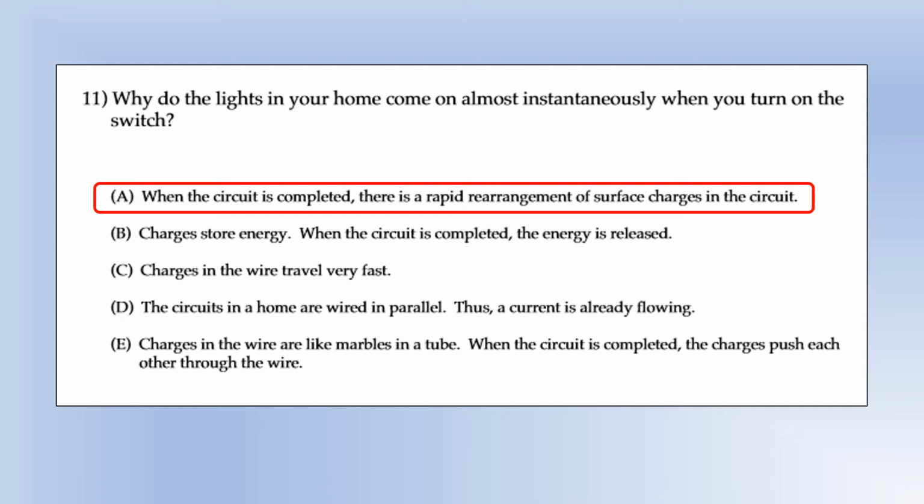Charges in the wire are like marbles in a tube, and when it's complete, the charges push each other through the wire. No, that's not true either. Thinking about that is not very helpful at all. You have electrons going randomly in all kinds of directions, and then your potential difference will give them a general trend in one direction.